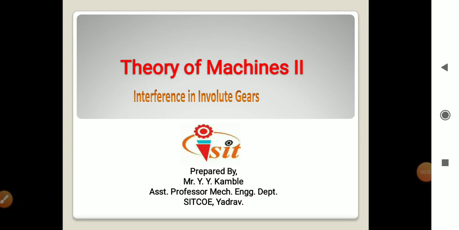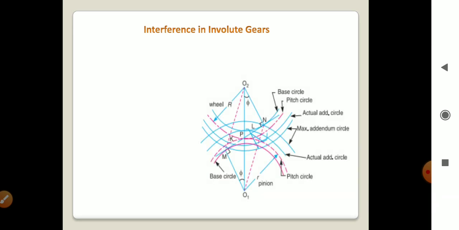Hello everyone. Today we are going to discuss the point interference in involute gears. Our subject is Theory of Machines 2. In an earlier video we saw the derivations of the length of path of contact, the length of arc of contact, and the contact ratio. Today we are going to see the interference in involute gears.